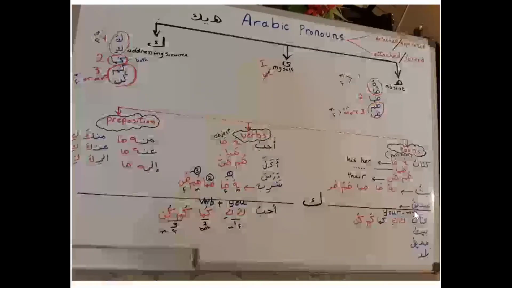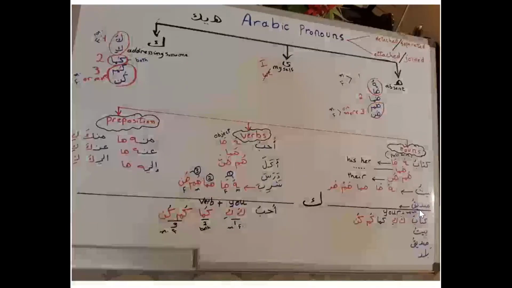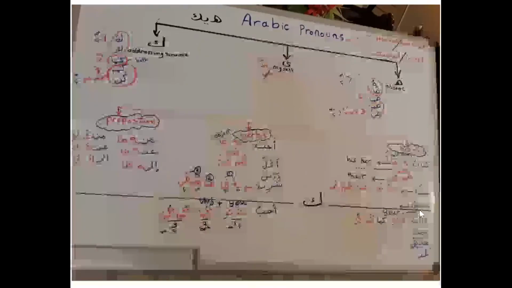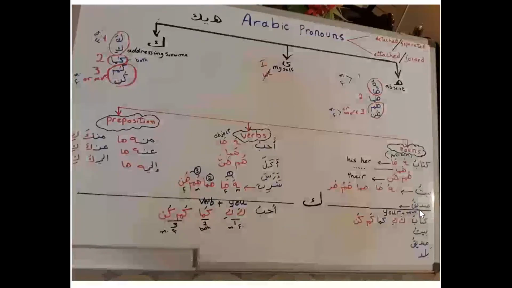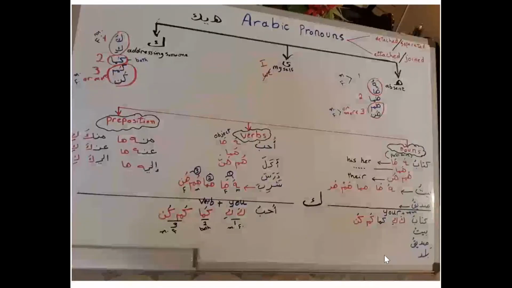And be sure that you keep the dhamma at the end of the noun. بيت, there is a ta with dhamma. كتاب, ta with dhamma. صديق, qa with dhamma. So you keep the dhamma. Don't forget the dhamma that is previous to the ha. صديقه, صديقها, صديقهما, صديقهم, صديقهن. So we have finished the ha for the nouns, for absent.